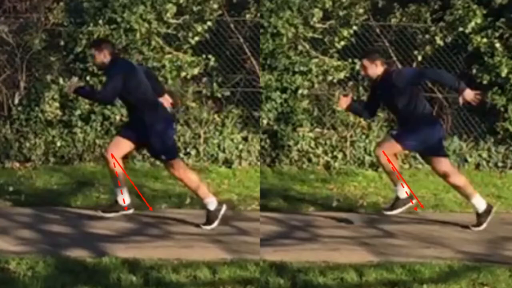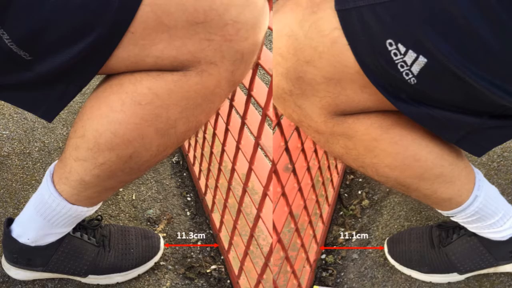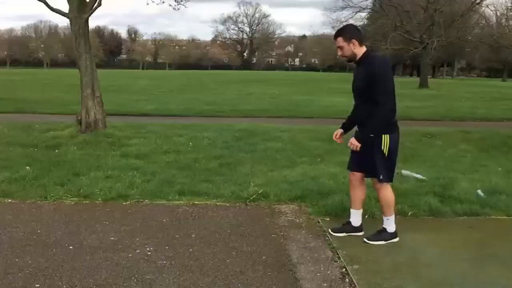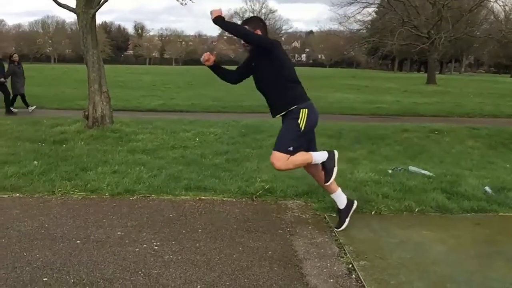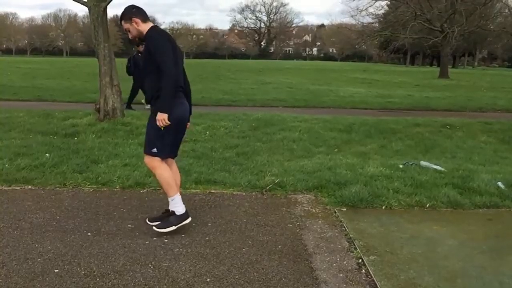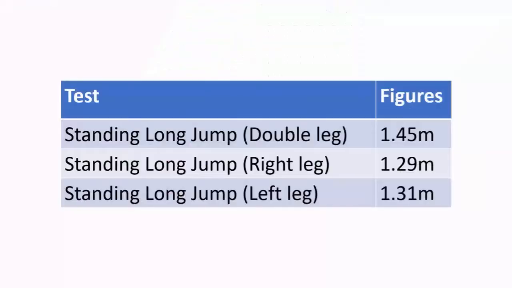The active single leg raise test further indicated a restricted range of hip mobility, particularly on the right side. The knee to wall test indicates an equally adequate level of dorsiflexion in both ankles. The standing long jump was performed using double and single leg jumps. There was no significant difference between the left and right leg to be a cause of concern of lower limb asymmetry. However, the figures indicate the subject would benefit from an increased focus on strength and power training.